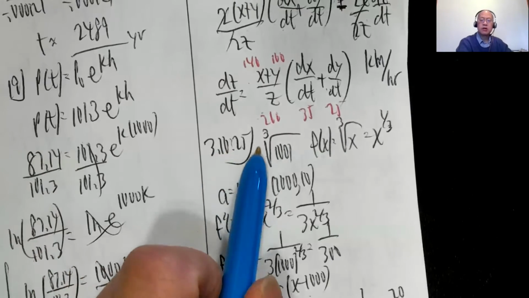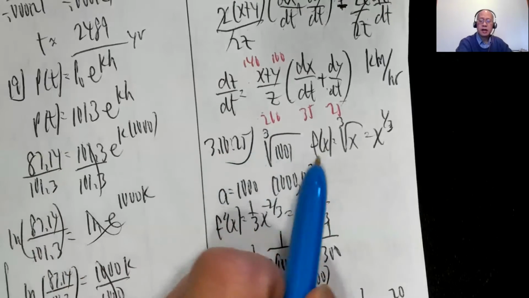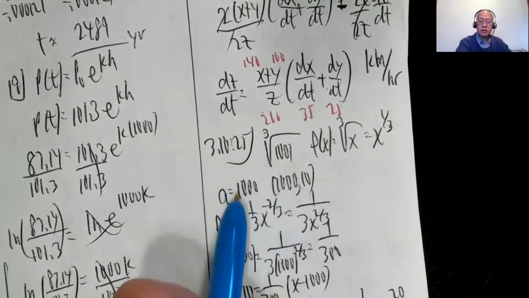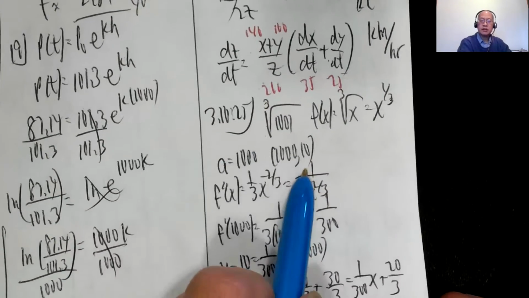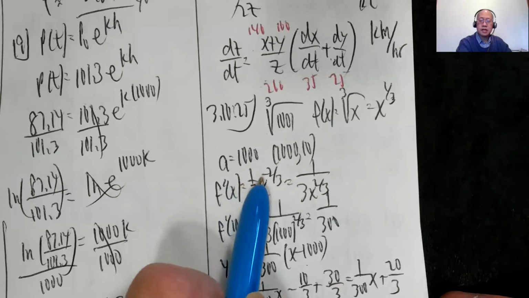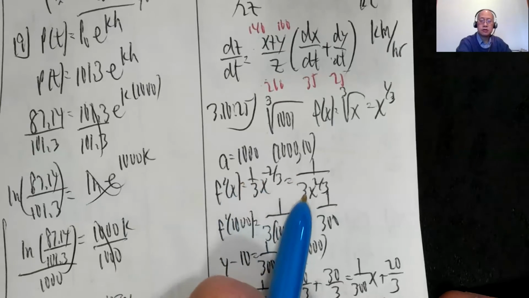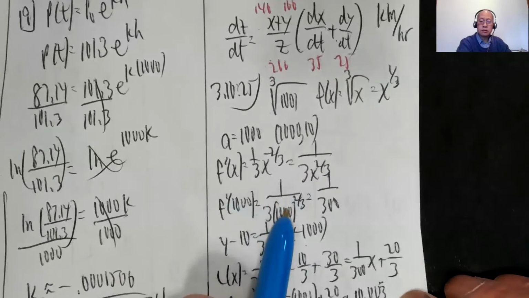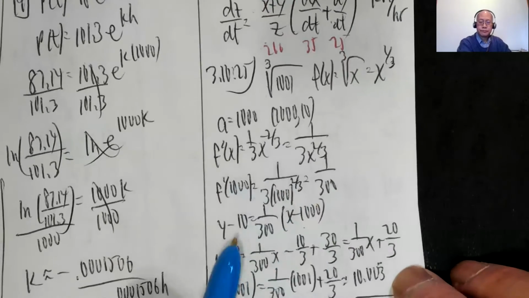3.10, number 25, estimate the cube root of 1001 using the linearization. So the function is a cube root function. f(x) is x to the 1/3. I'm plugging in 1,000. So I'm at the point (1,000, 10). The derivative is 1/3 x to the negative 2/3, or 1/3 x to the 2/3 in the denominator. Plug in 1,000. 1/3 times 1,000 to the 2/3 means 1/300.